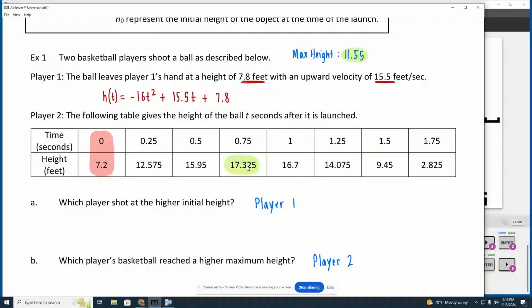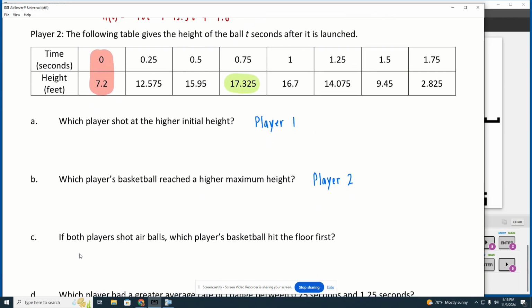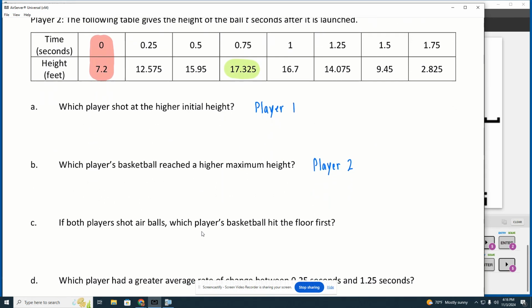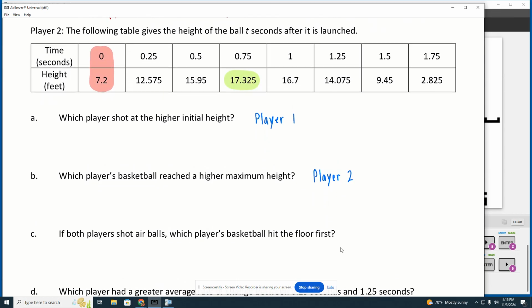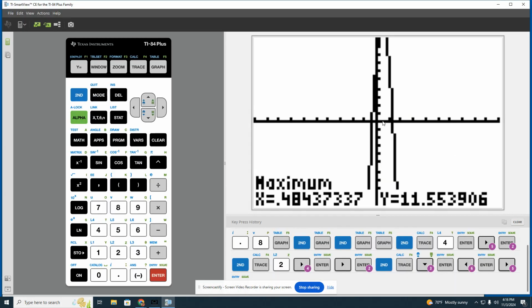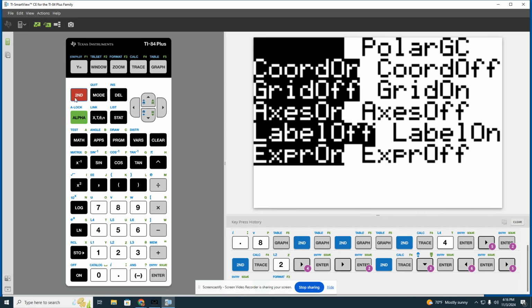Now let's look at the next thing it asks. If both players shot air balls, which player's basketball hit the floor first? Remember when we did this one and it was just barely past one? That's when it hit the ground. It literally took 1 point something seconds. I don't know if you guys remember it. Let me do it real quick because it doesn't take that long.